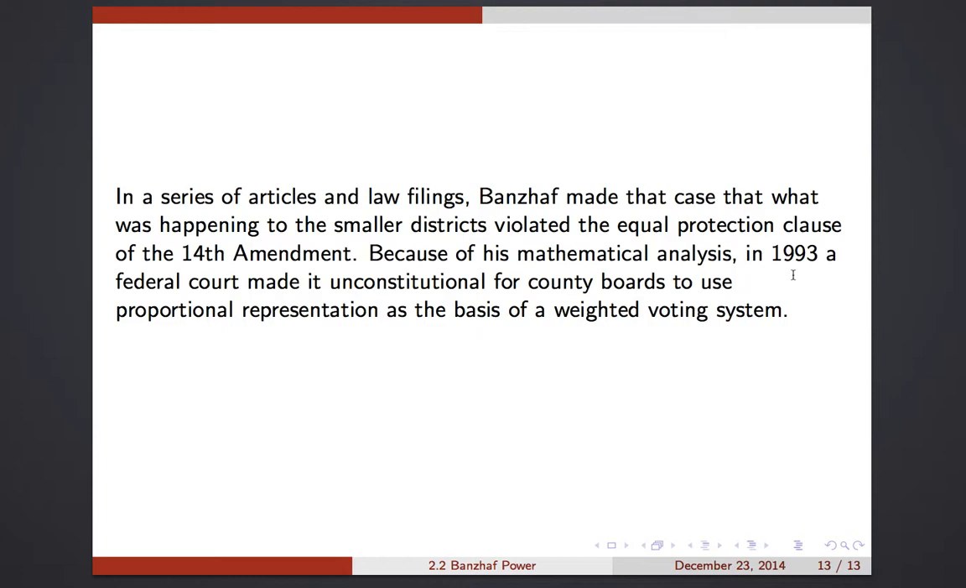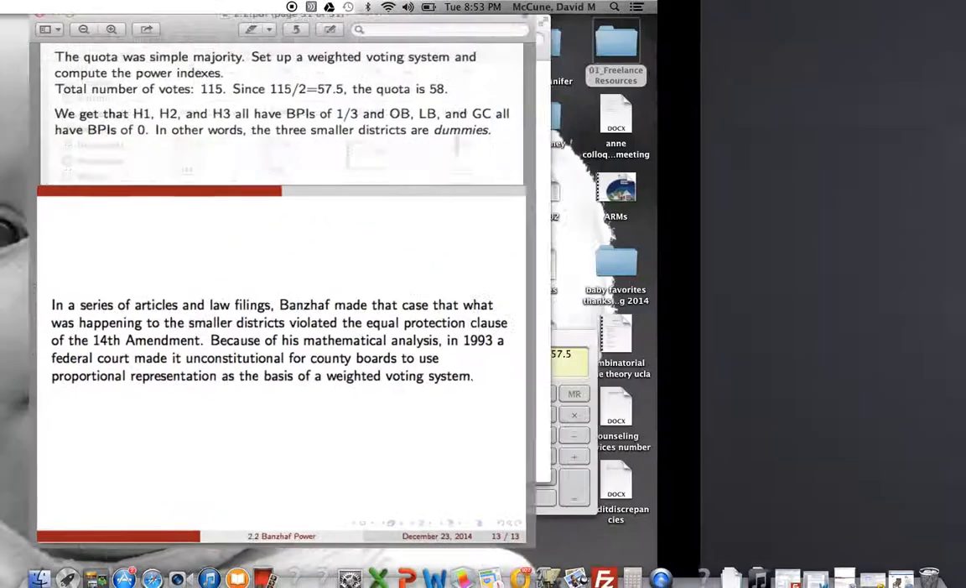Once you have a notion of power in place, which Banzhaf did, in terms of critical counts and the total critical count, etc., you can have real-world effects like this. Once you can quantify power, you can actually point out, oh, these people over here actually have 0 power in the system you've set up, and that's not fair. Okay, so that's all I had to say about Banzhaf power.